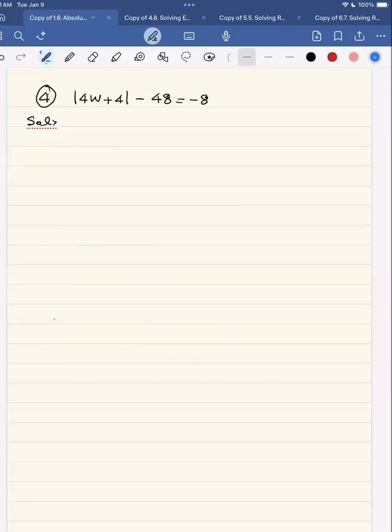Let's do problem number 4. The problem is the absolute value of 4w plus 4, minus 48 equals minus 8. To eliminate minus 48 on the left side, we add 48 on both sides. Then we get the absolute value of 4w plus 4 equals 40.